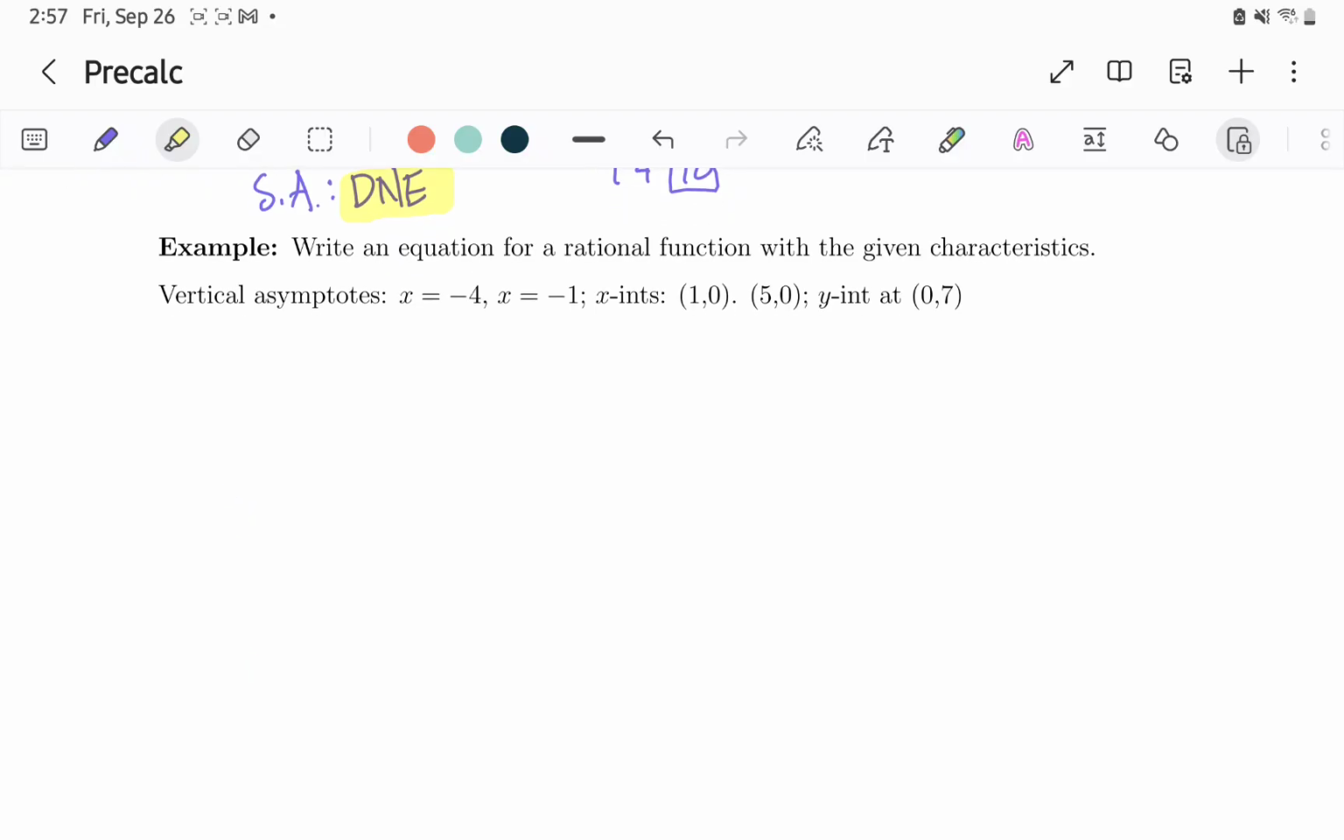All right. In the next example, we are asked to write an equation for a rational function with the given characteristics. So it has vertical asymptotes at x equals -4 and x equals -1. So this is telling us what binomial factors we should have in the denominator. We're going to have a binomial factor of x plus 4 and a binomial factor of x plus 1. X-intercepts at the points (1, 0) and (5, 0), and a y-intercept at (0, 7).